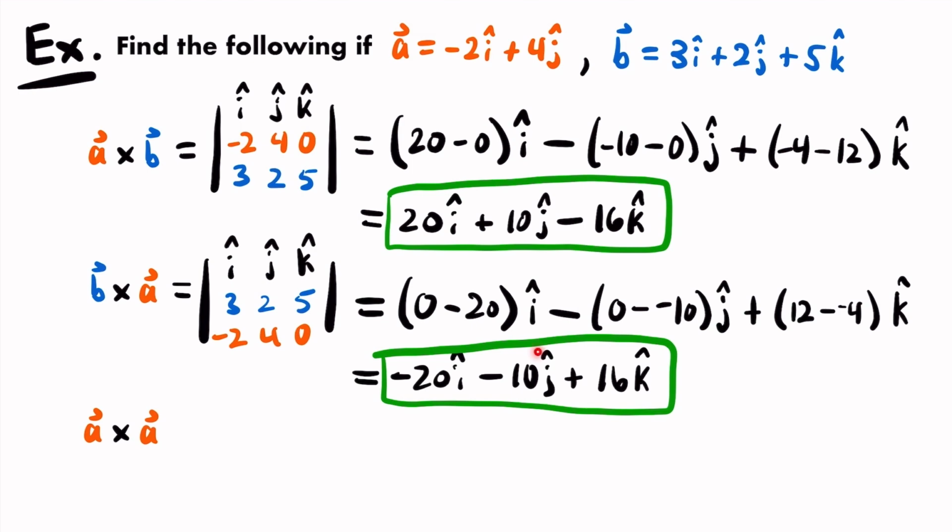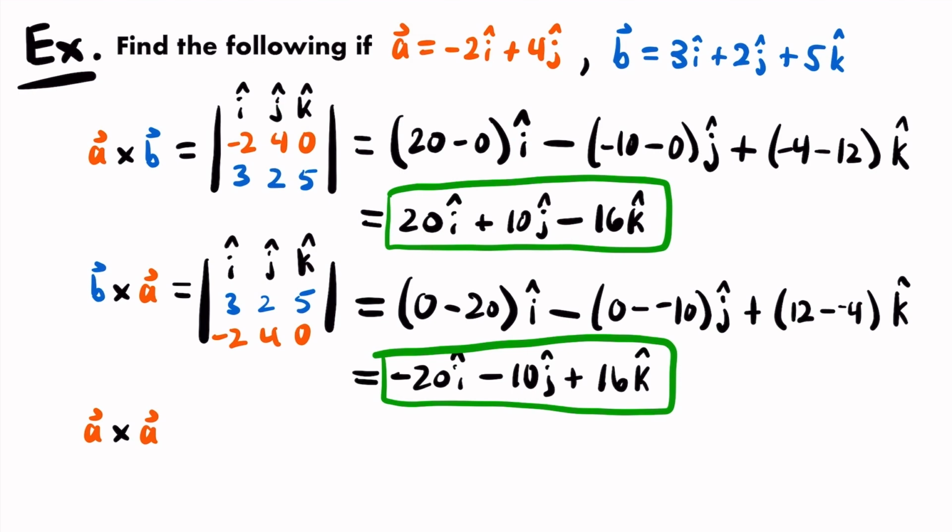Now, if you compare that to A cross B, you can see that the components are the same, except they are negated, right? We have positive 20, then negative 20, positive 10, then negative 10, negative 16, then positive 16. And so what we observe here is that when you reverse the order of the vectors in a cross product, you simply get the same vector, but it's negated. All 3 components have the opposite sign, which means that that vector would be pointed in the opposite direction as the other vector.